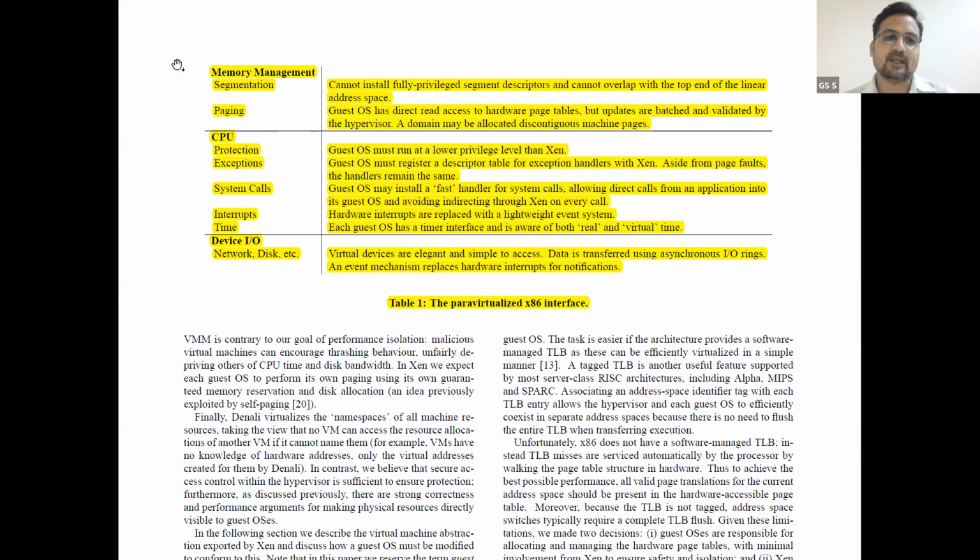Right. So let us talk about memory. We follow paging and segmentation. We all studied paging and segmentation at greater length in operating systems. So we know pages are equal sized, segments are of unequal size, right? But the segment tables are smaller, page tables are larger. So what do we do? When we are following segmentation, we cannot install fully privileged segment descriptors and cannot overlap with the top end of the linear address space. What do we mean by this?